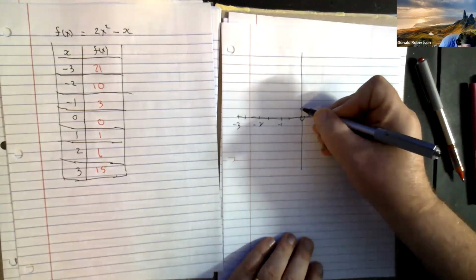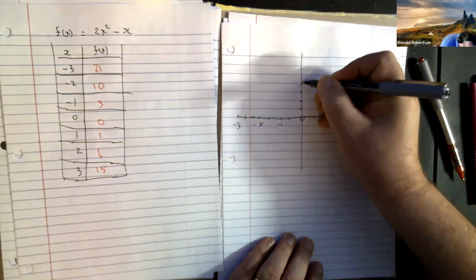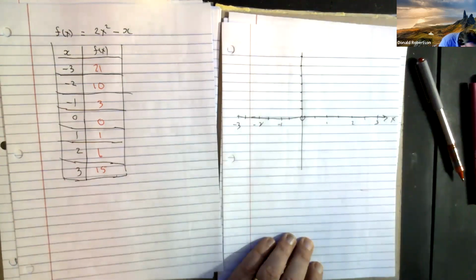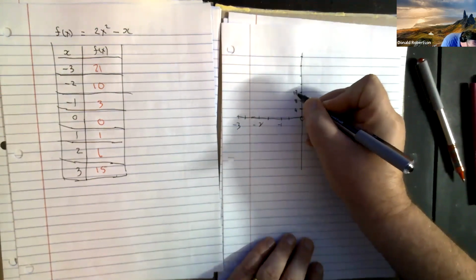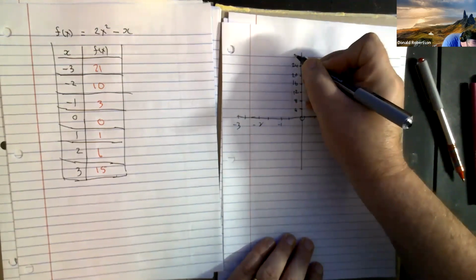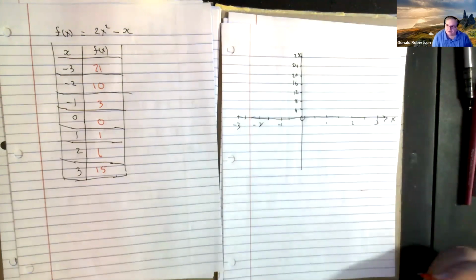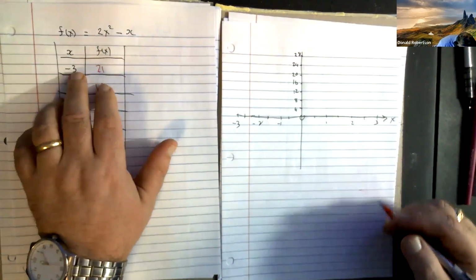So what am I going to do? 1, 2, 3, 4, 5, 6, 7. Okay, so I'm going to choose a scale 4, 8, 12, 16, 20, 24, and 28. Or 2, 4, 6, 8, 10 if you've got the room. And now I'll plot some points.